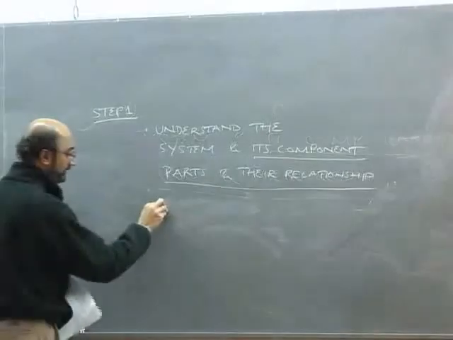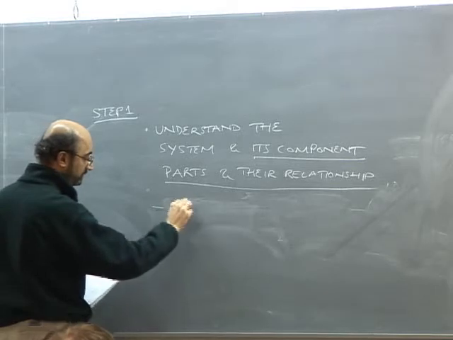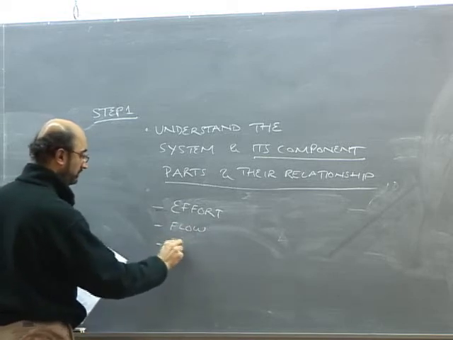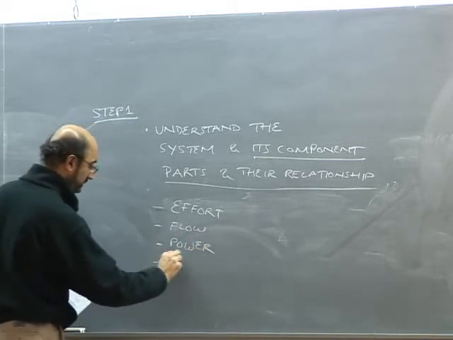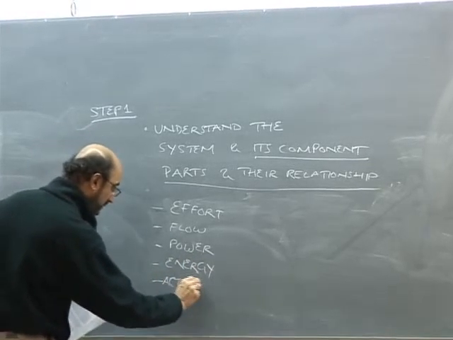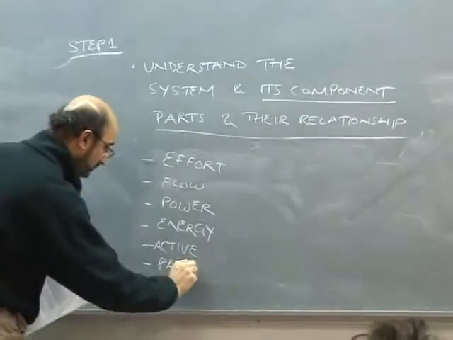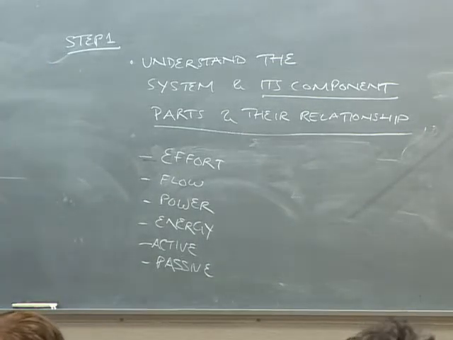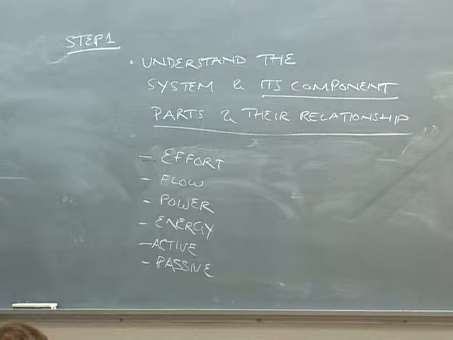Yeah. And add now some more terms, which is effort, flow, power, energy, active, and passive. So in doing the modeling, it's useful to keep in mind these 6 terms: effort, flow, power, energy, active, and passive. And you can think of them as sort of hints in where to look. Okay, based on experience, there is some kind of understanding that if you look at these concepts, they'll be useful. So I'll tell you what they are.